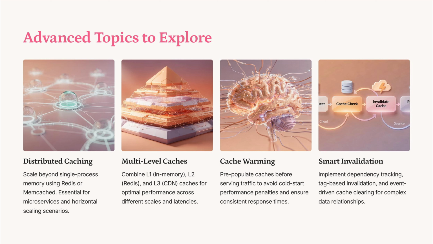Explore distributed caching with Redis or memcached for scaling microservices. Implement multi-level caches, combining Level 1, Level 2, and Level 3 for optimal performance. Use cache warming to pre-populate caches, avoiding cold start penalties. Employ smart invalidation techniques like dependency tracking and event-driven clearing to manage complex data relationships effectively.